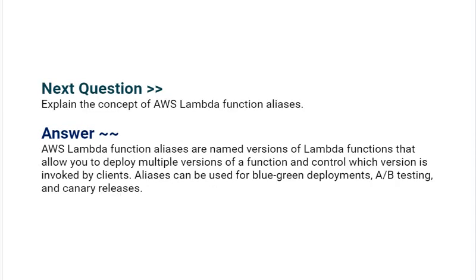Our next interview question is: explain the concept of AWS Lambda function aliases. Your answer should be AWS Lambda function aliases are named versions of Lambda functions that allow you to deploy multiple versions of a function and control which version is invoked by clients. Aliases can be used for blue-green deployments, A/B testing, and canary releases.